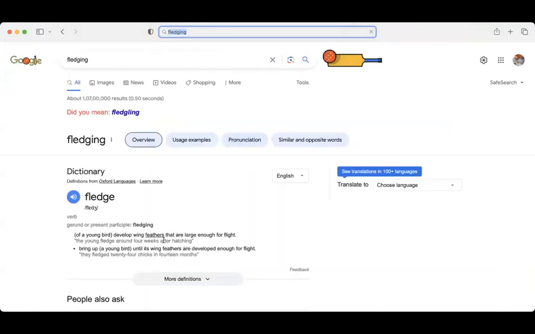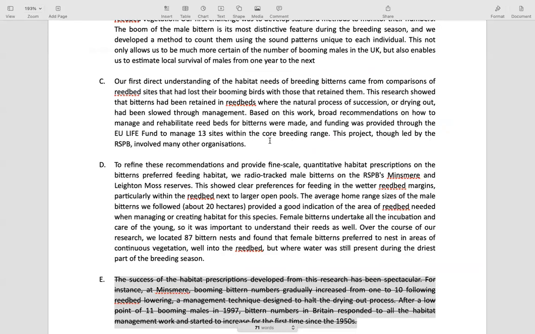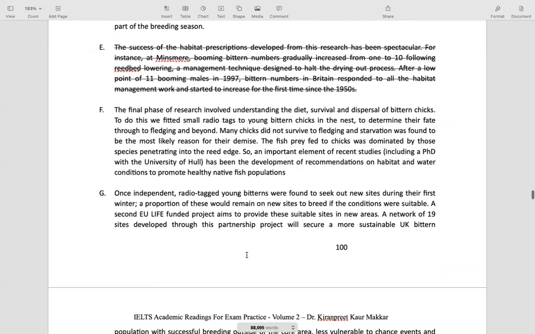Fledging means develop wing feathers that are large enough for flight. So when the birds, from small chickens, develop their wings, that part is called fledging. So not that important, but we did it. It's a part of this reading. Okay. The next word is important, repeated very often, and you should know it. The word is demise. What is demise?